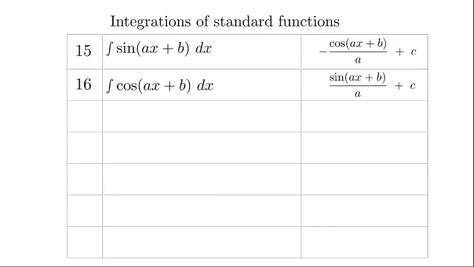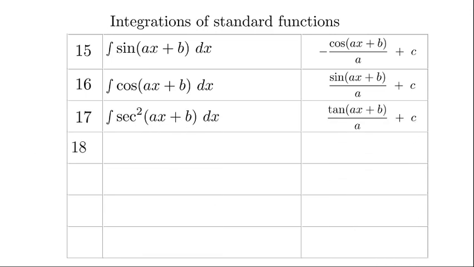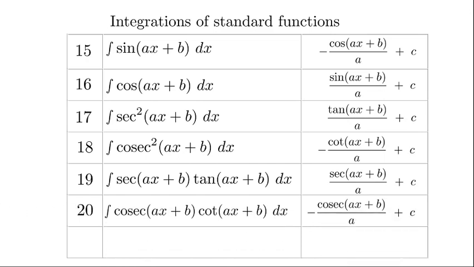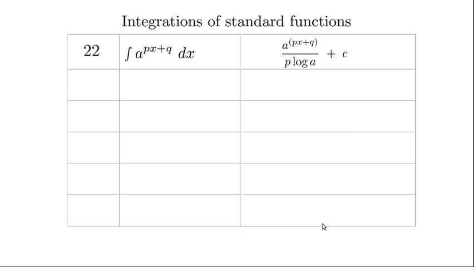Again here also, if you carefully note, in all these cases we find a in the denominator. All these trigonometric functions are composite functions containing ax plus b, that is a linear polynomial, as the composite part, and then it is divided by the coefficient of x. Similarly, in case of integration of e raised to ax plus b dx, it becomes e raised to ax plus b upon a plus c. And integration of a raised to px plus q dx is equal to a raised to px plus q upon p log a plus c.